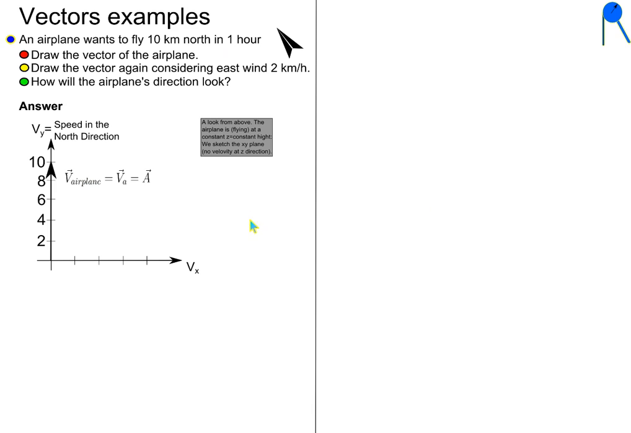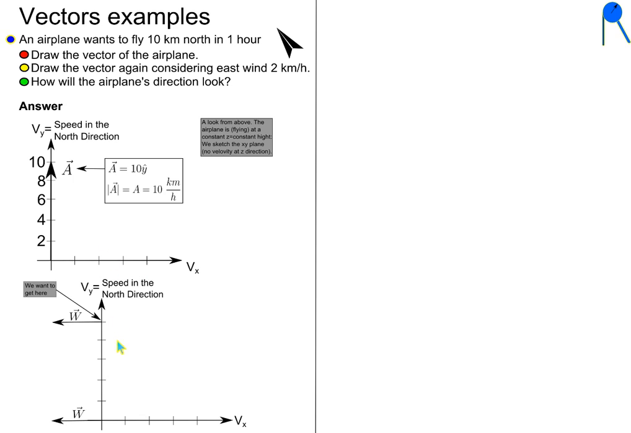To draw the vector, I use a velocity coordinate system. The units here are kilometers per hour. I draw a vector with length 10, indicating the magnitude of the velocity, and at a 90-degree angle indicating the north direction. I can name the vector whatever I want. It is reasonable to call it v with airplane over here, or just a for airplane, or just vector a for airplane, where it is understood it's a vector of velocity since it's a velocity coordinate system. I'll use a.